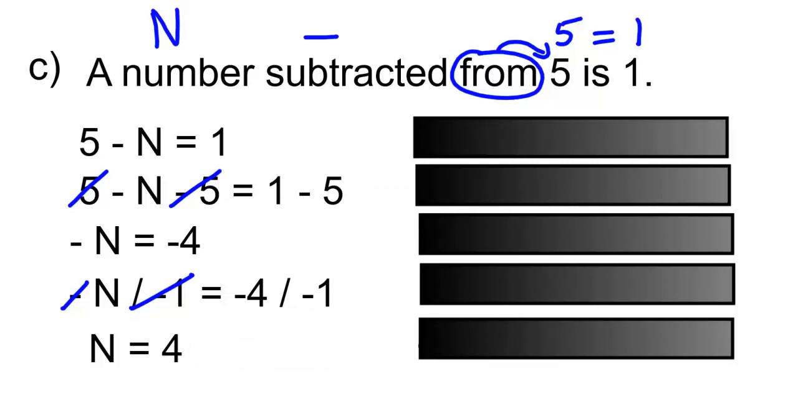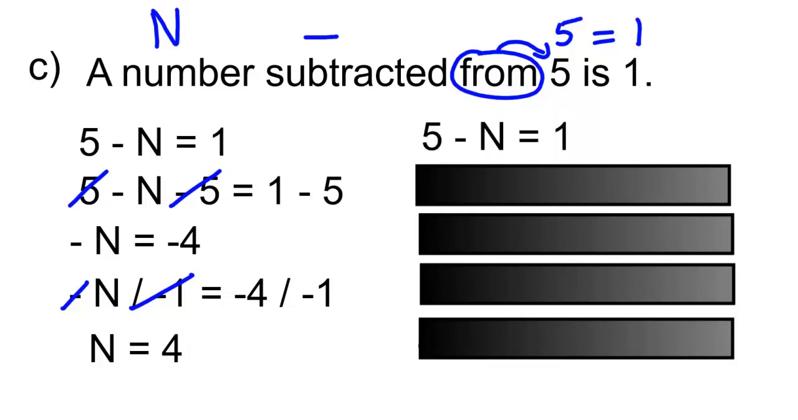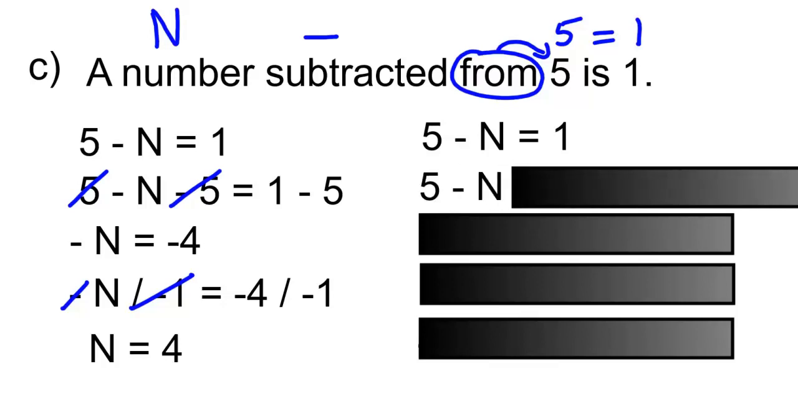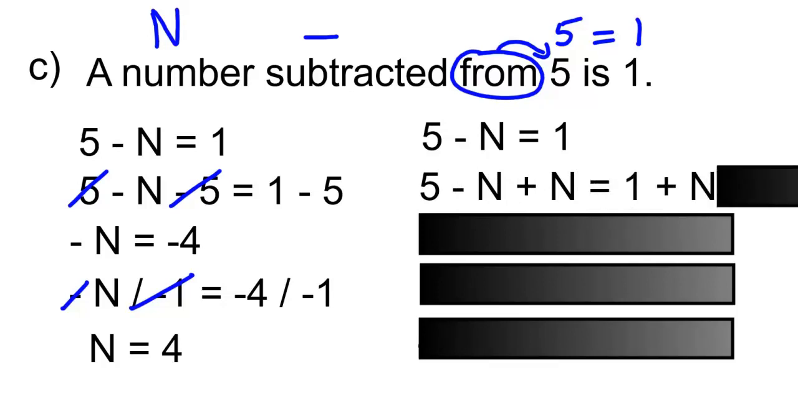I'll now show you a different way to solve this. We'll begin by writing the first one, which is 5 minus n equals 1. This time we'll remove the n from the left-hand side by adding n to the left-hand side, which means we'll add n to the right-hand side as well. The only reason we would do this is to keep the n, or the variable, positive instead of negative, which makes it a little bit easier.